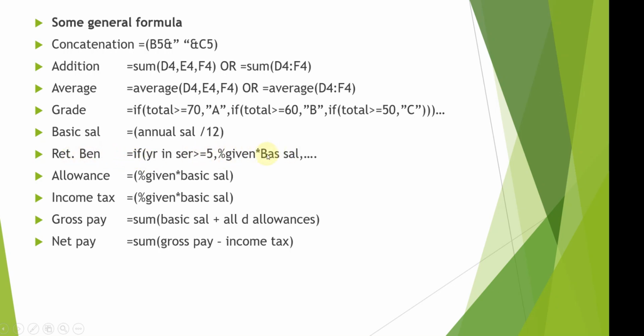So the percentage given times your basic allowance or basic salary. So that's the formula. This allowance percentage you are given as your allowance times your basic salary. Income tax is the percentage of the tax multiplied by the column that has the basic salary. Then we have the gross pay. So equals the sum of your basic salary plus all your allowances gives you your gross pay. Your net pay now is your gross pay minus your income tax.